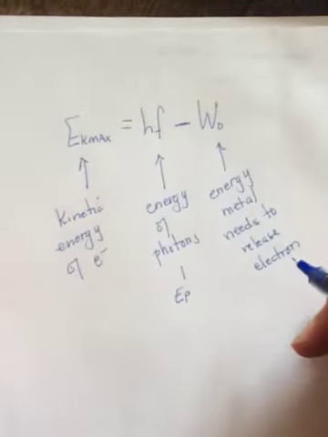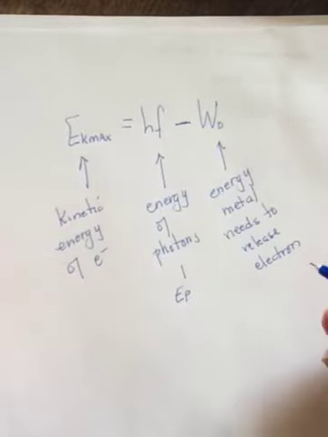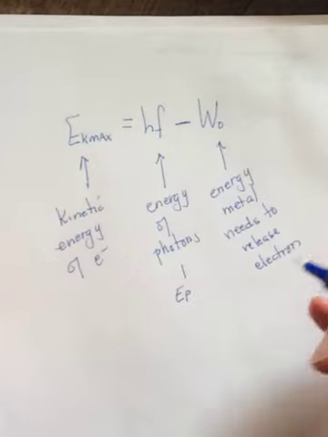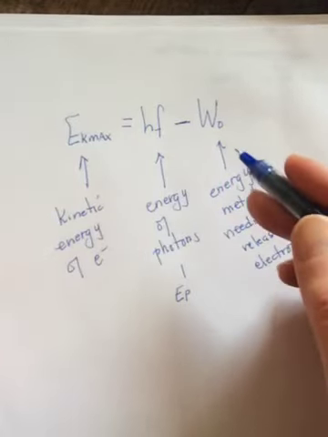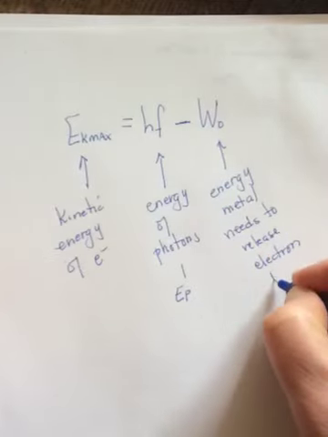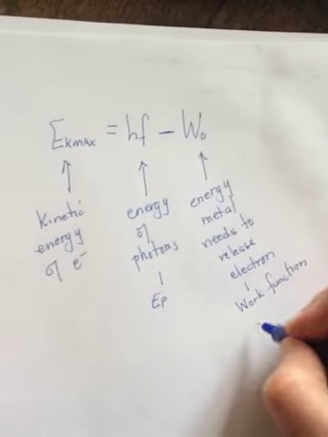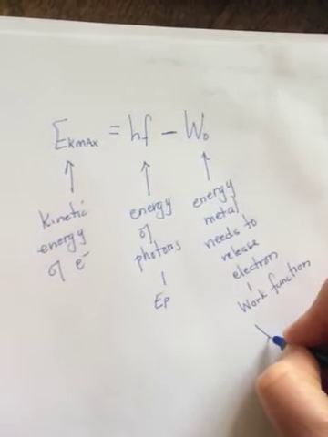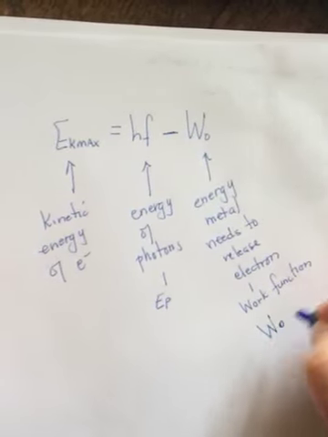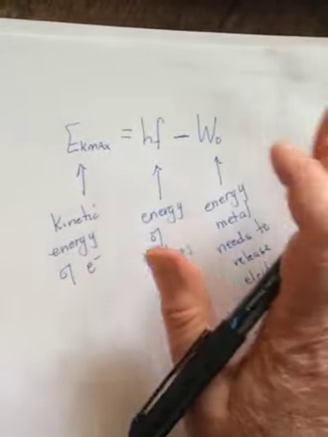So the metal won't just give up its electrons for nothing. It has a certain minimum energy that the light needs to have before it'll release the electron. Okay, so WO, the energy the metal needs to release the electron, is referred to as the work function. Okay, and we know that it's just an energy. Maybe before I do that, let me do an example and I'll come back to that.